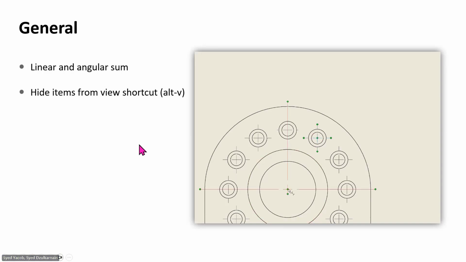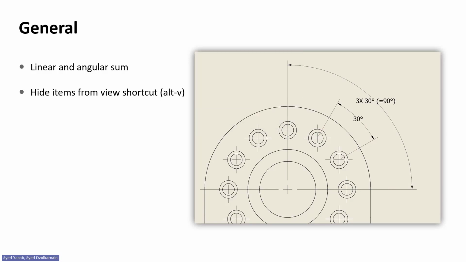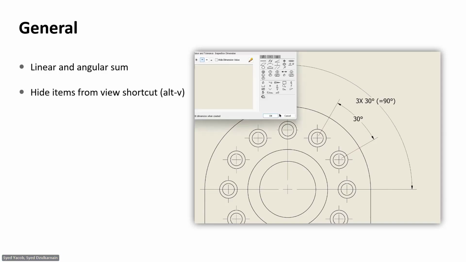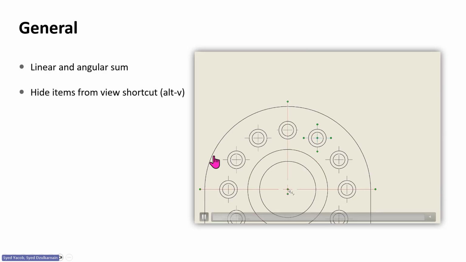Okay, this is more towards the linear and angular sum. You can create linear and angular sums. When there are equally spaced features in your design, you can now define two new dimension types in the drawing: linear sum and angular sum. For example, this one, the first one is linear or angular, and then it can create a sum for that, so angular sum. Basically 3 times 30 degrees equals 90 degrees. So now this is the new feature in terms of dimensioning.